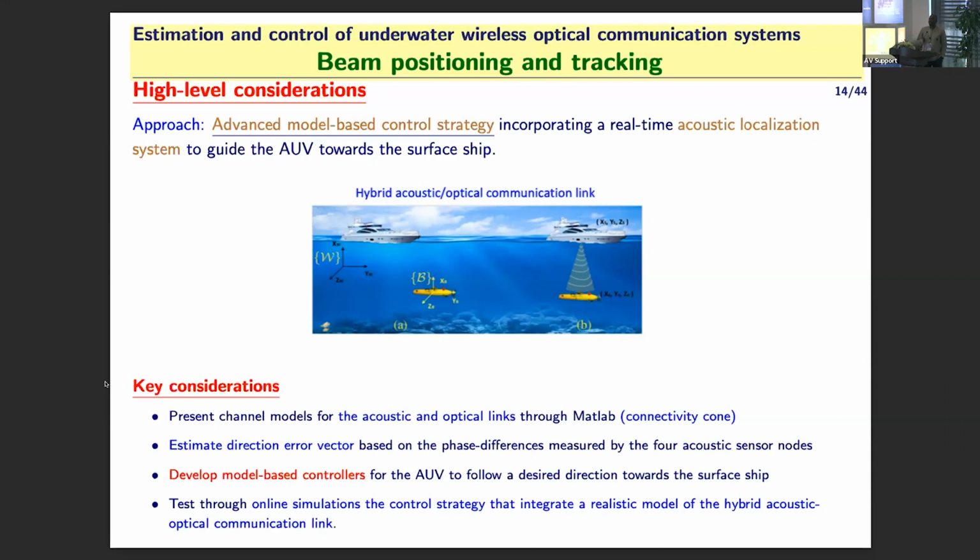What we want is not only to track the underwater vehicle, but also to evaluate the communication performance, the optical communication performance. It's not that we take an AUV and do mapping or exploration. And second, we estimate the direction error vector given by the acoustic system based on the phase difference measured by the 4 acoustic sensor nodes we put in place, and we develop model-based control for the AUV to follow desired directions towards the surface ship. And we test it through online simulations, both the control strategy and the acoustic one.